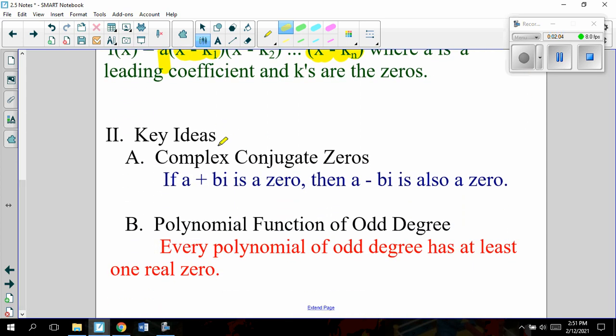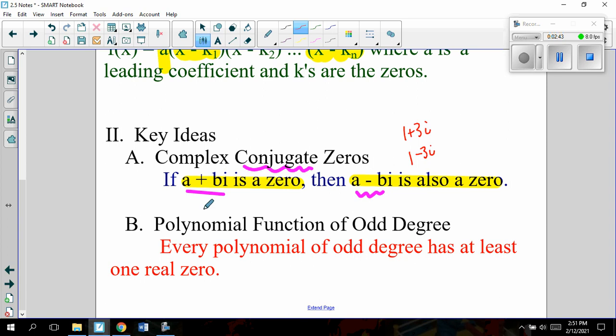Okay. A key idea that is going to show up here is called the complex conjugate zeros. What this says is that if a plus bi is a zero, then a minus bi is a zero. Remember that a plus bi and a minus bi are conjugates. That is the definition of a conjugate: we take the imaginary portion and switch the sign on it. So an example would be if I tell you 1 plus 3i is a zero, and ask for another zero, you'd say, well, 1 minus 3i is also a zero.